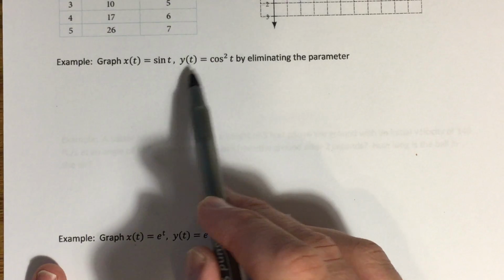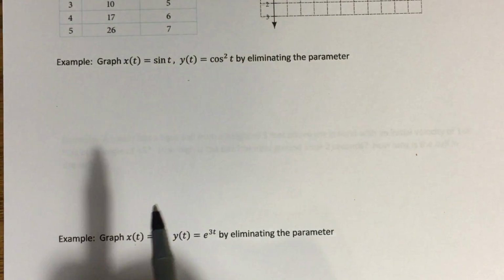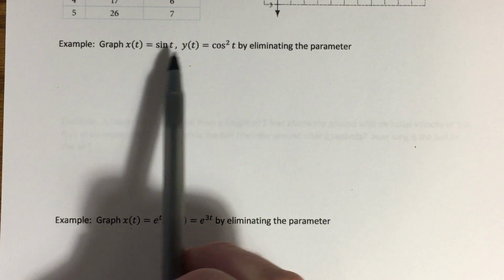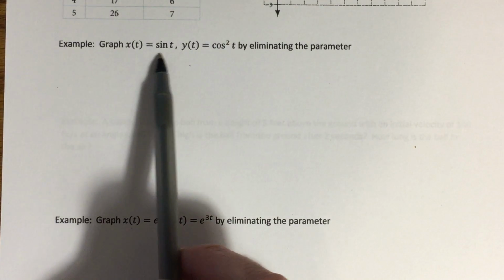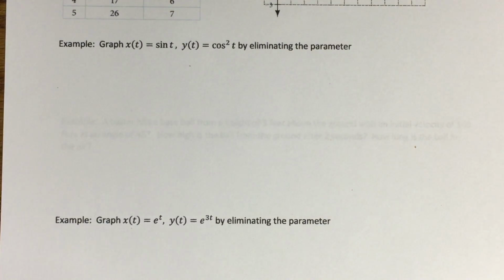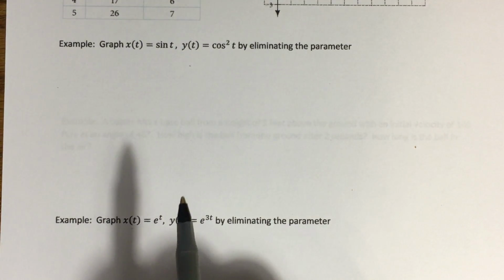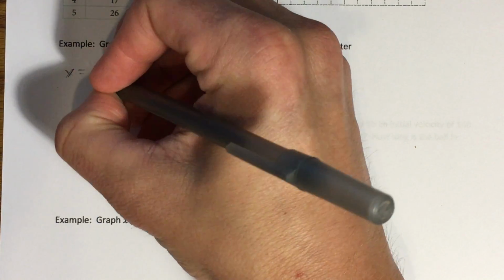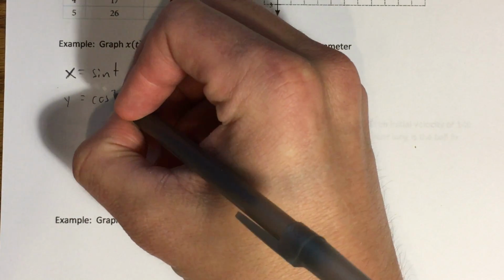Now in this case, in order to eliminate the parameter, this looks kind of similar to our unit circle example in 10.6, but it's not. If this were a cosine of t and this were a sine of t, then I could show that this parametrizes the unit circle. But the cosine squared changes that. So how do you eliminate the parameter here? Well, I have x equals sine of t, and I have y equals cosine squared of t.